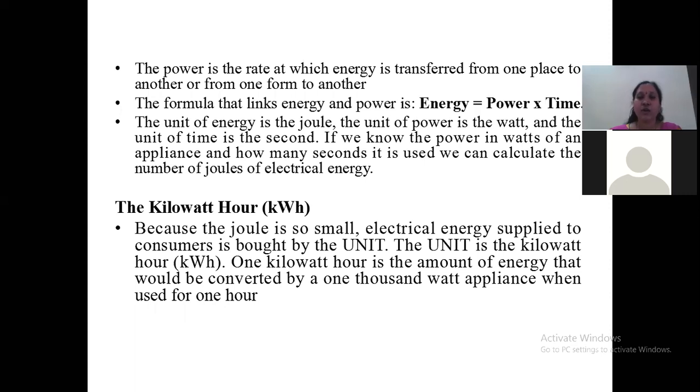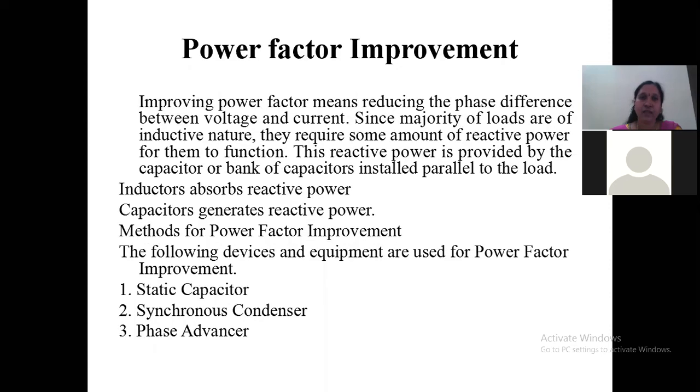So that we are going to measure in terms of kilowatt hour. So 1 kilowatt hour is the amount of energy that would be converted by a 1000 watt appliance when used for 1 hour. So a 1 kilowatt appliance which is used for 1 hour is going to consume 1 kilowatt hour energy unit. Now coming to the power factor improvement, we know what the power factor is.